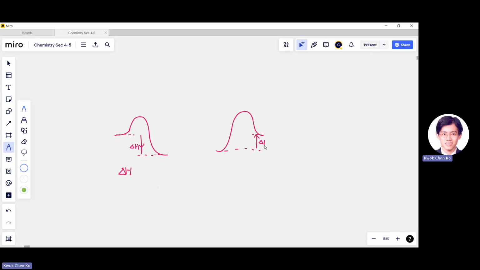Delta H. Mingting, for this curve, delta H, positive or negative? Hold on, exo or endo? Exo, delta H, positive or negative? Yes, exo is always negative. Seriously, you have to remember that. There's no choice. Endo is of course always positive. Zayden, for you, these few concepts will not come up.